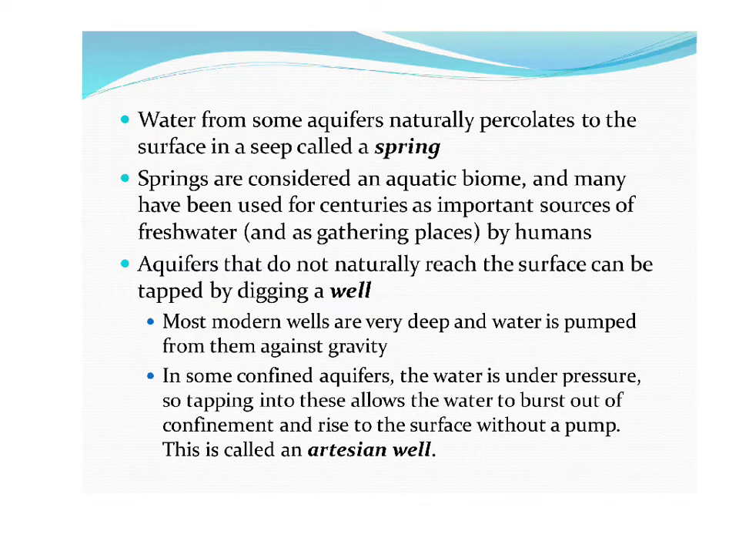Water from some aquifers naturally percolates to the surface in a seep called a spring. You've probably heard different bottled waters say this is spring water. Well, spring water is just groundwater. It's water that comes up from the ground. It's fresh water. And springs can have a number of different qualities depending on the rock that they're surrounded by. They have different mineral contents. Springs are considered a freshwater aquatic biome, and many have been used for centuries as important sources of fresh water and as gathering places by humans.